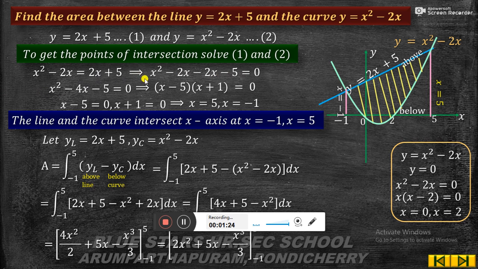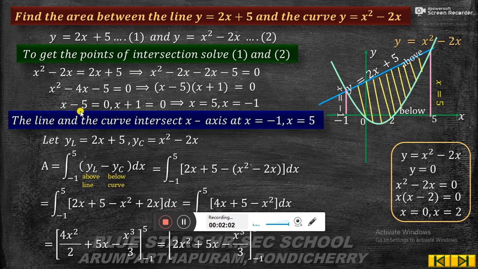Therefore you write x square minus 4x minus 5 equal to 0. So next we factorize this. We take two numbers whose product gives minus 5, and the same numbers added give minus 4. So I take minus 5 and plus 1. Minus 5 into 1 is minus 5, and minus 5 plus 1 is minus 4. So I write x minus 5 into x plus 1 equal to 0.